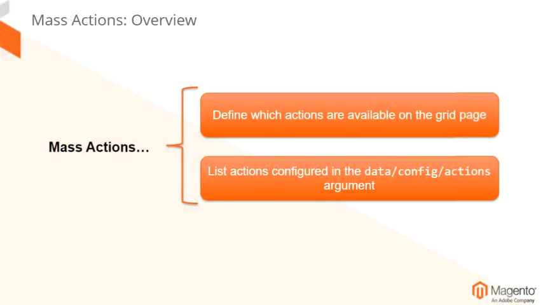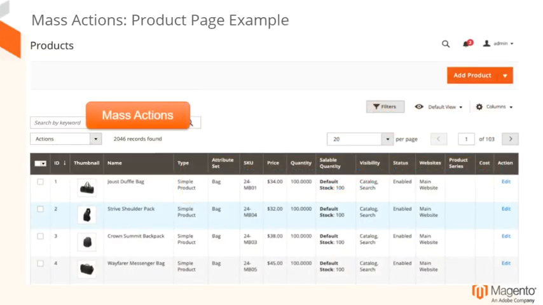Mass actions are used to apply certain actions or events to a set of records. They define which actions are available on the grid page and list actions configured in the Data Config Actions argument. The Mass Actions dropdown can optionally be made available on a grid page. If so, it defines a list of actions that can be applied to a set of records from the grid. Conceptually, Mass Actions is a UI component, child of a listing.